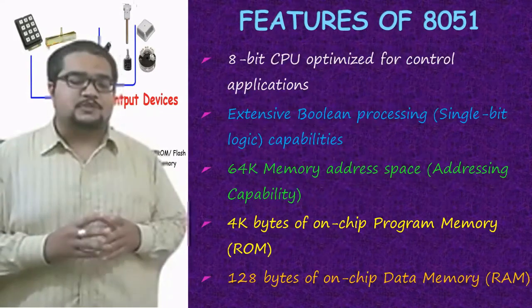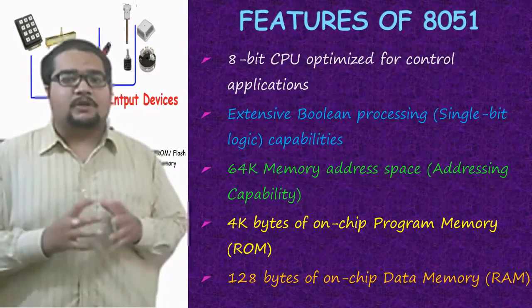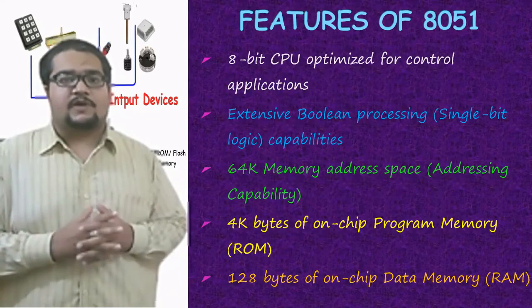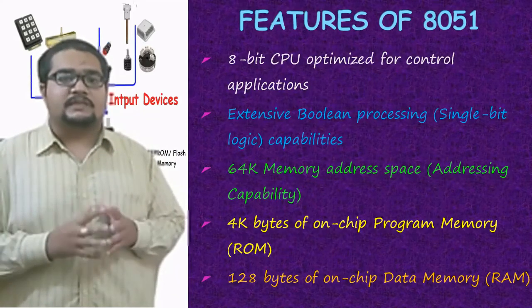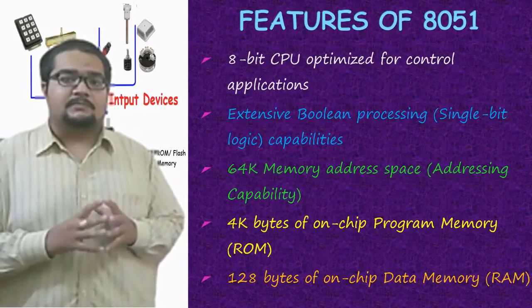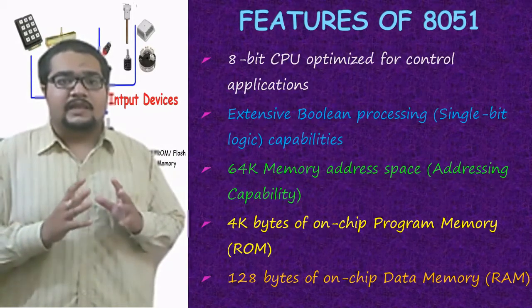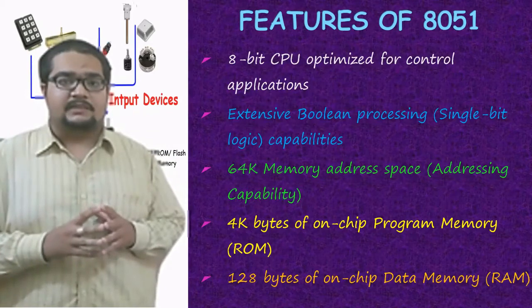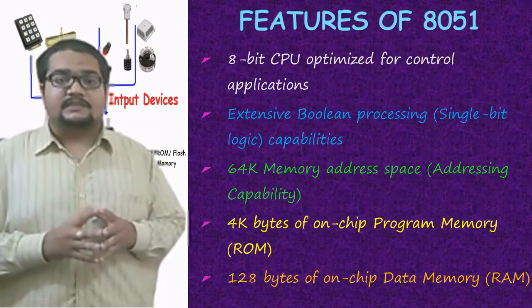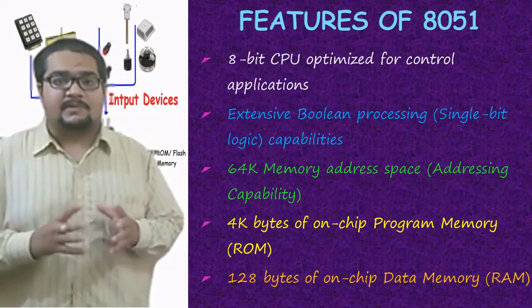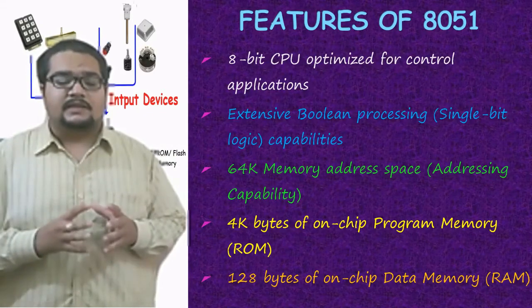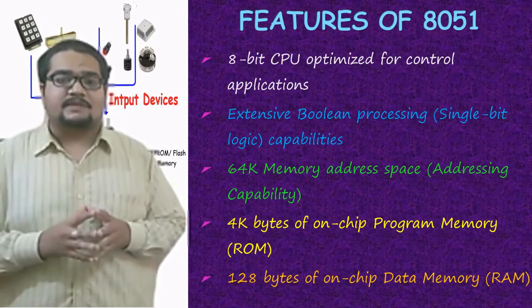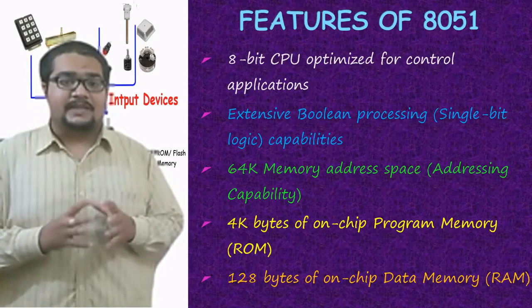Here we see the features of the microcontroller 8051. We'll be talking about the 8051 in this particular unit of ours. To start with, this is a microcontroller with 8-bit processing capability. That means, as we have seen, there is 16-bit processing capability in the 8086 microprocessor, but in the 8051 microcontroller the processing capability is that it can process only 8 bits at a time.